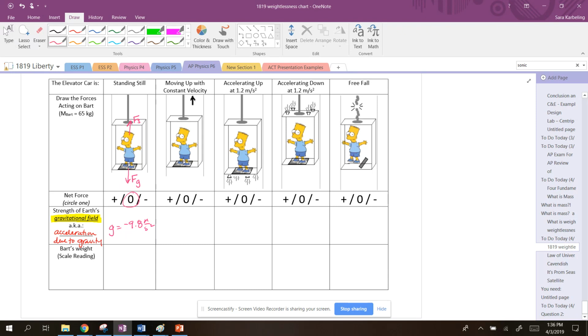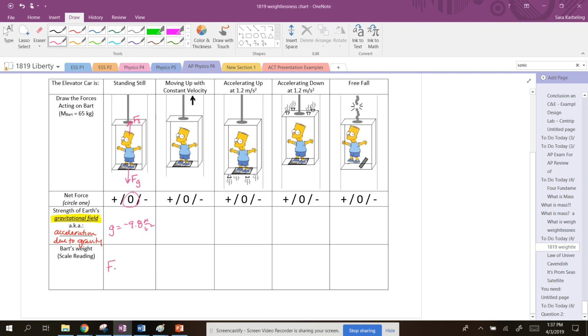So if I'm going to take that approach, then I know that the scale reading, F sub S, is equal to 650 newtons. Okay? How are we doing, team? That's F_S, and that's an equal sign. My stylus was just being silly. I'm sorry. F_S equals 650 newtons. Okay?